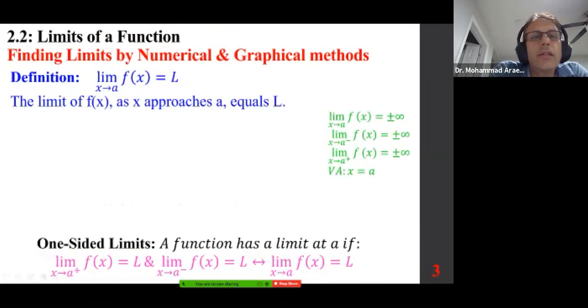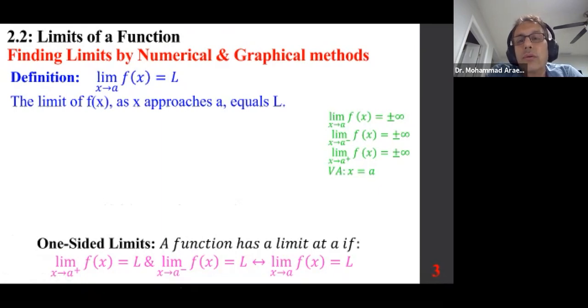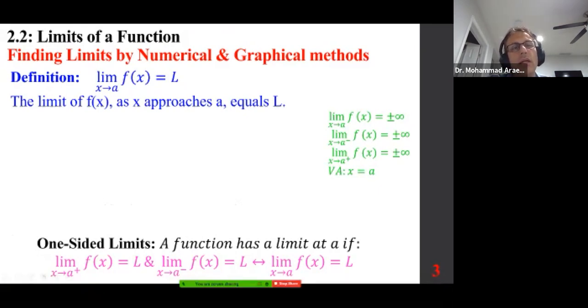So finding limits by numerical and graphical methods. There are really different methods of approaching them. We can do them numerically, graphically, or algebraically. Okay, so this is the synopsis of the section, class. First, the definition is that the limit of f of x as x approaches a equals L. That's how we read that.